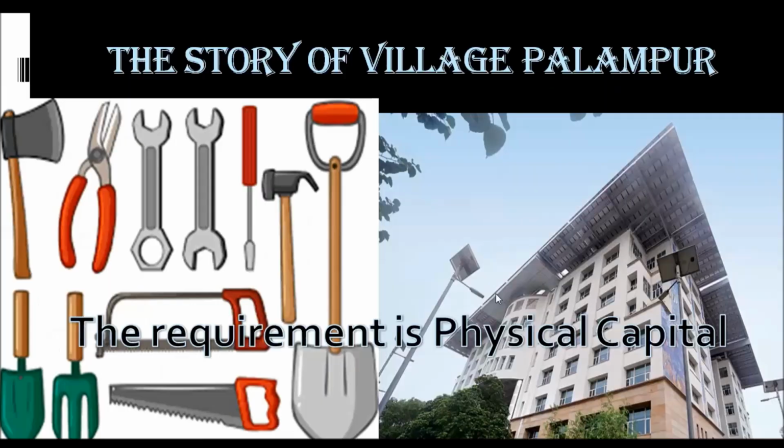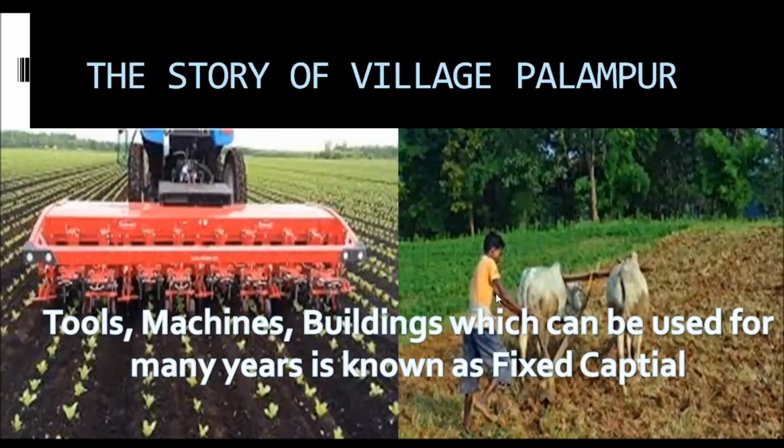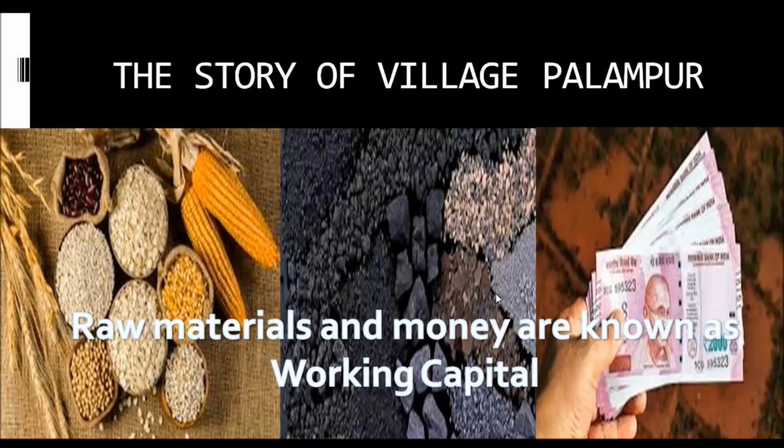The third requirement is physical capital, which has two types: fixed capital and working capital. Tools, machines, buildings, etc., are considered fixed capital, as the investment in these lasts for a longer period, during which we can keep working with them. Then we have the working capital, where raw materials and money are known as working capital.